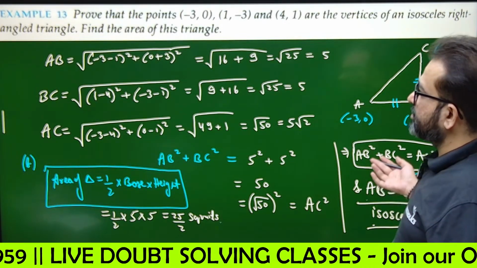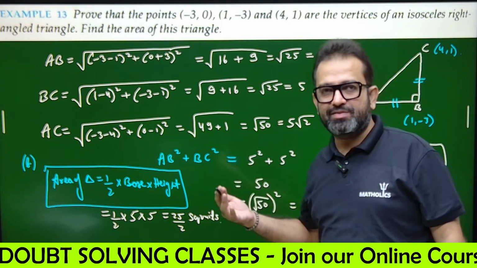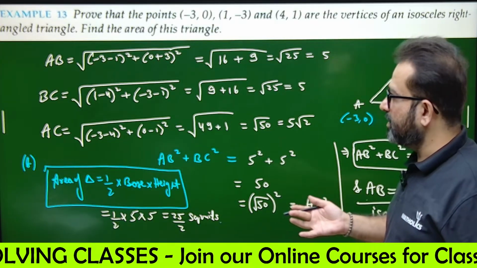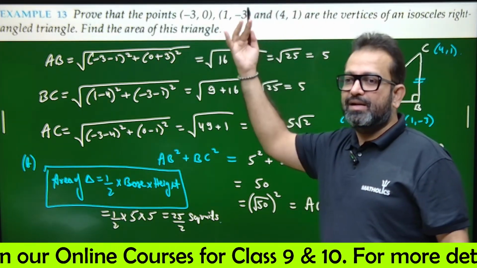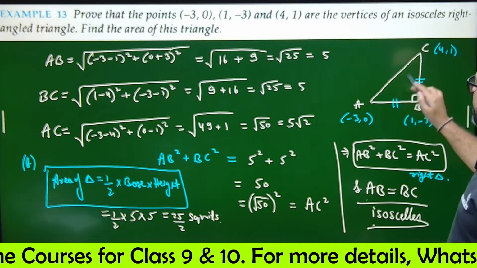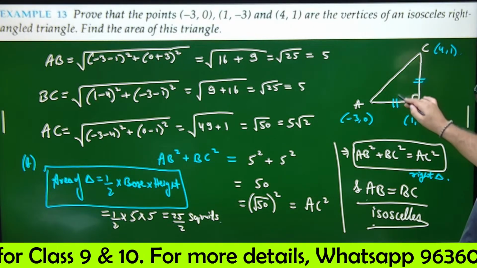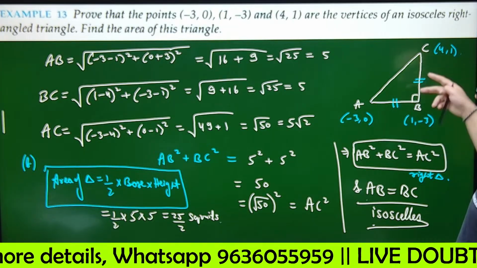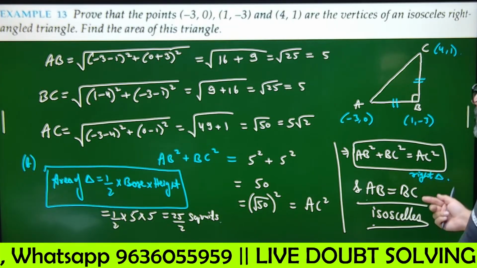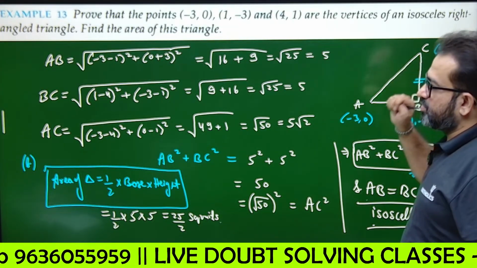If you have to prove isosceles triangle, what is an isosceles triangle? Just two sides equal. Prove that the points this are vertices of an isosceles right angle triangle. What is isosceles right angle triangle? A right angle triangle will be there and these two sides will be equal. AB and BC. This perpendicular and base. Perpendicular and base will be equal. How will you prove? P square plus B square equal to H square. In this way you will prove.